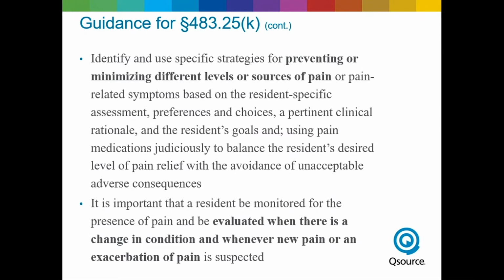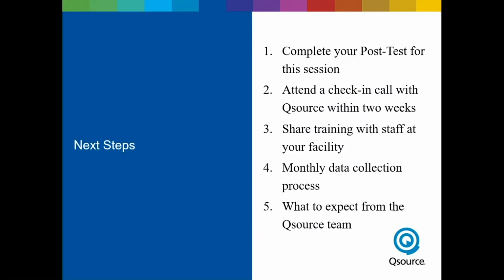And it's important that a resident be monitored for the presence of pain and evaluated when there's a change in condition or when new pain is suspected. So this goes back to what Amanda was talking about with, it's really important to know the location of the pain, because that way it's really easy for you when you're doing your assessment and you identify a new pain, it's going to be more easily identified when you have that original location. So that will help meet that survey requirement as well.